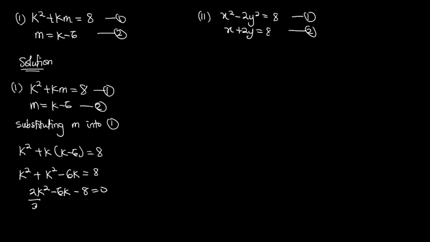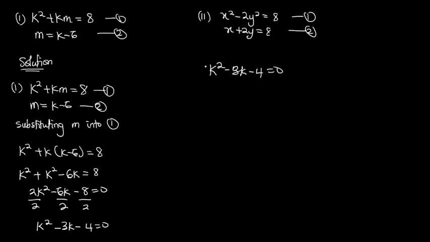So I divide both sides by 2 to simplify it. So I'm going to have k squared minus 3k minus 4 is equal to 0. So this becomes my quadratic equation that I'm going to factorize. So let me rewrite that here. K squared minus 3k minus 4 is equal to 0.